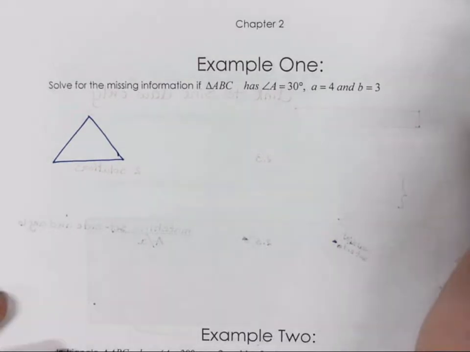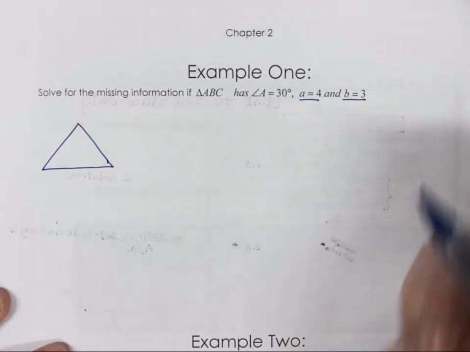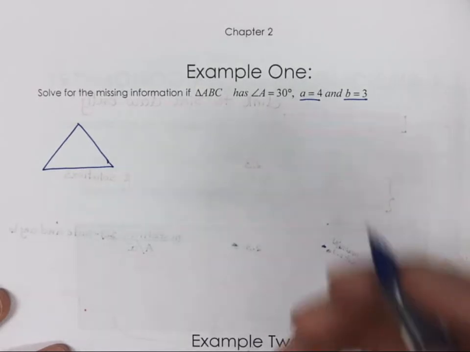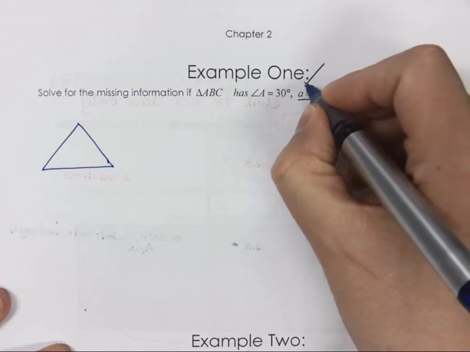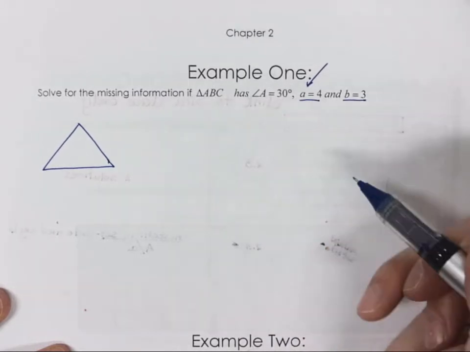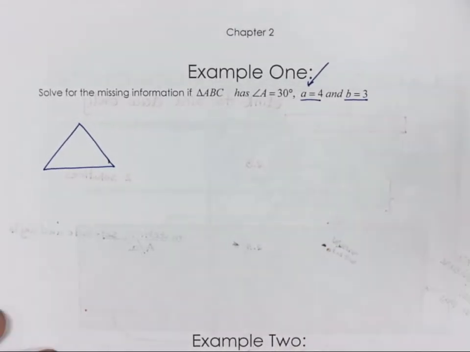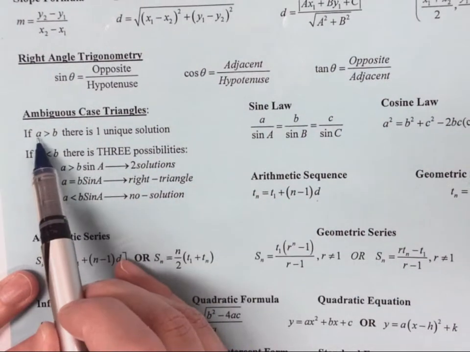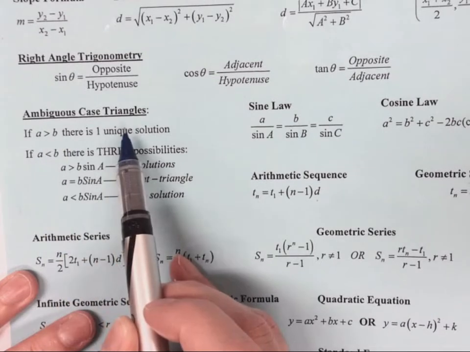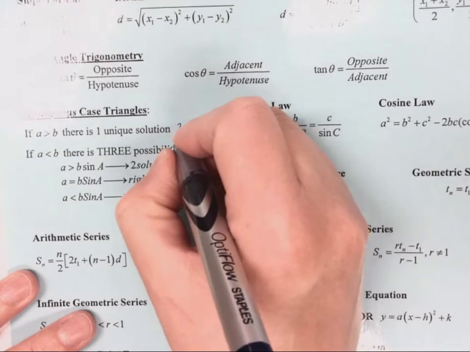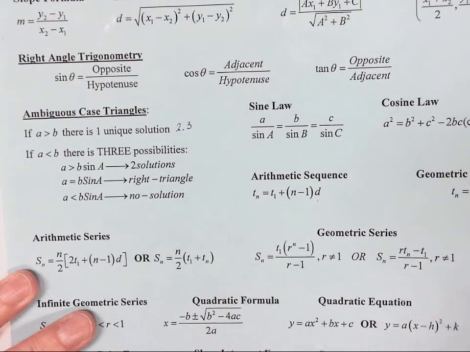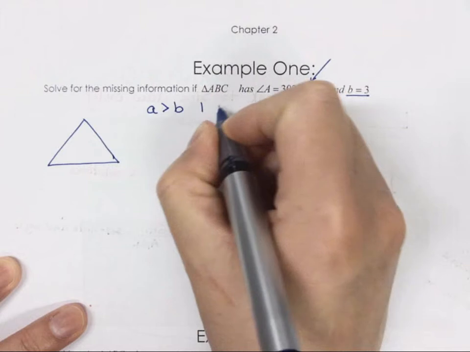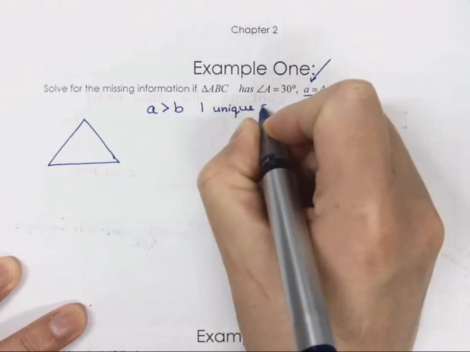So I look at A and B. Which one is the matching set? A, right, because it's got its angle with it. So is A greater than B or less than B? Greater. So then I hop to my formula sheet. And if A is greater than B, there's only one unique solution. So A is greater than B, so it's one unique solution.